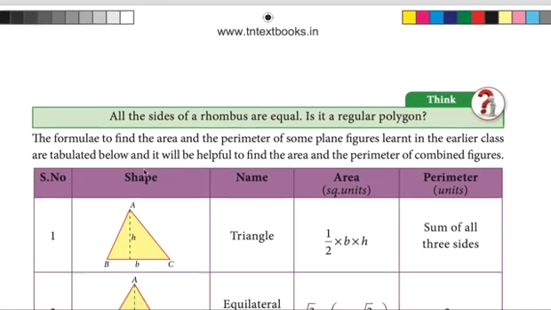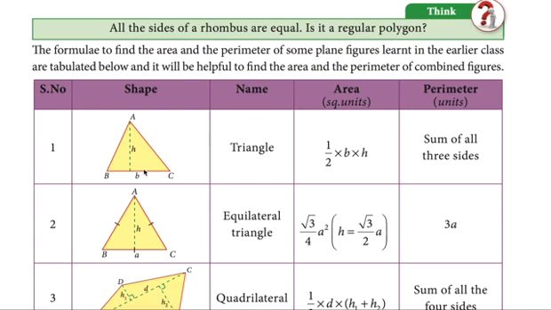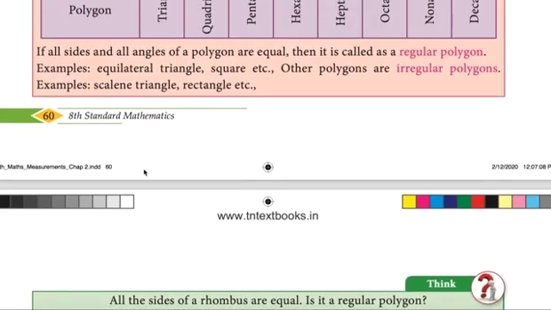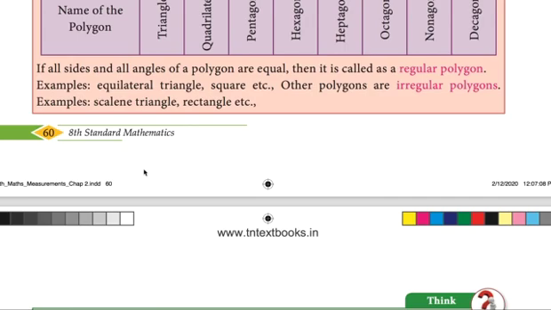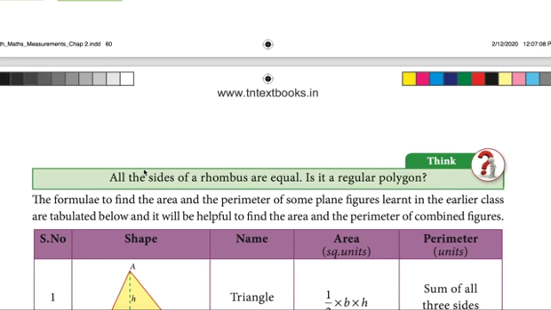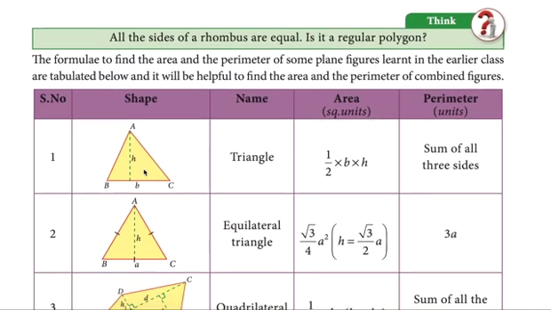Rectangle. All sides of a rhombus are equal. Is it a regular polygon? What is the definition? If all sides and all angles of a polygon are equal, then it is called regular. All angles are not equal in a rhombus. So that's why it is not a regular polygon.